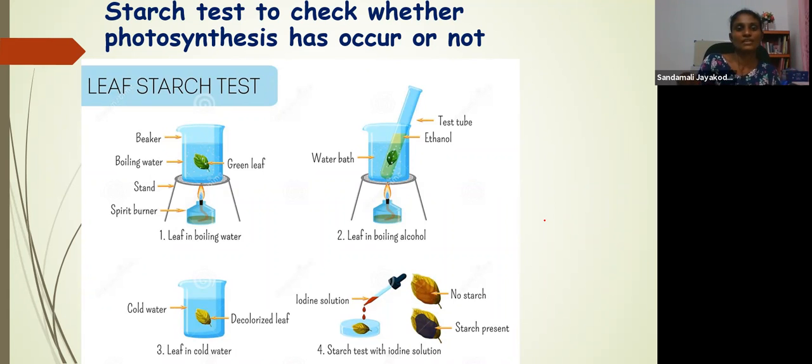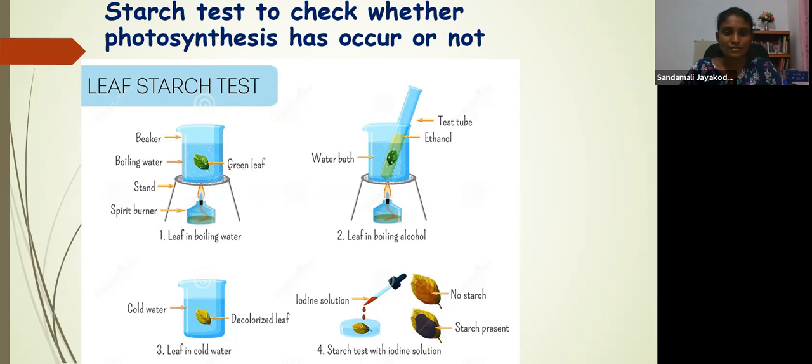So at first I am moving here to discuss whether starch is produced or not at the end of photosynthesis. Here this is the test. Here you can see there's a beaker. It contains some water and we have put a green leaf into it. And then we are boiling that water sample. Now our green leaf is in a boiling water sample. The green leaf is boiled to some extent.